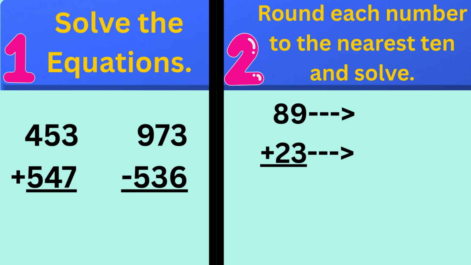Day 5. This section has 3 parts, including solve the equations, round to the nearest 10 and solve, complete the input-output chart, show the time on an analog and digital clock, and complete the fact family triangle. Number 1, solve the equations. 453 plus 547 equals. 973 minus 536 equals. Number 2, round each number to the nearest 10 and solve. 89 plus 23 equals.